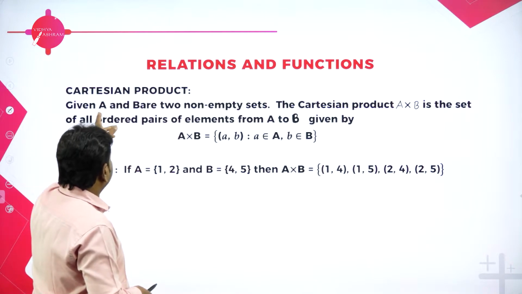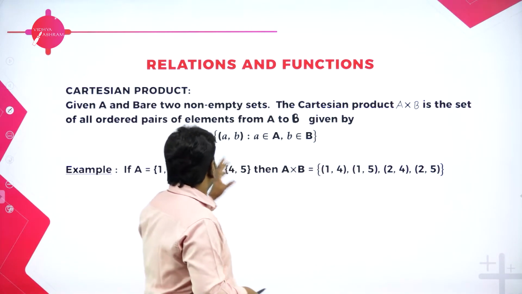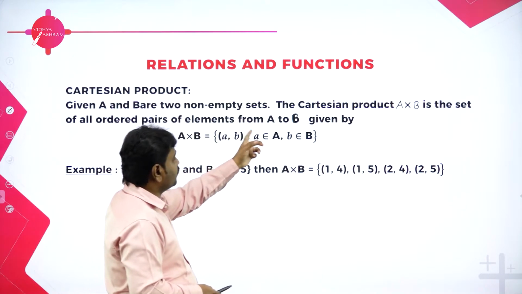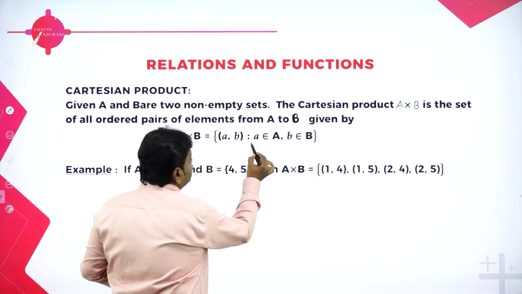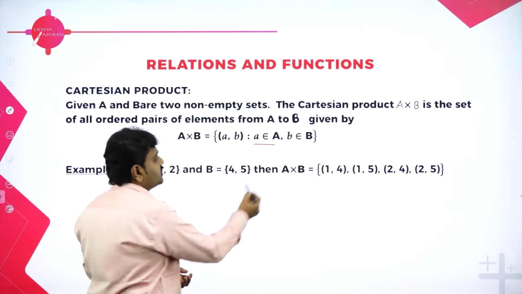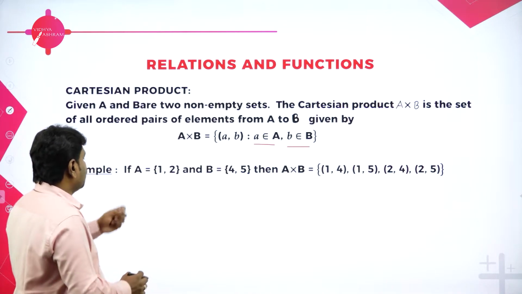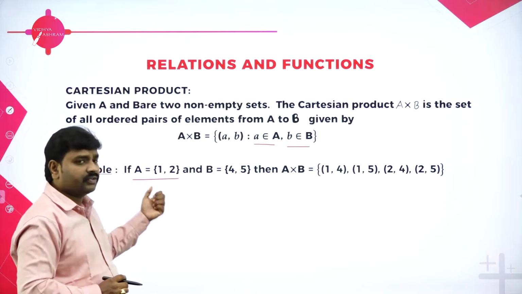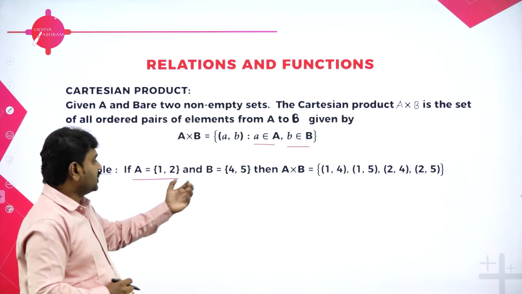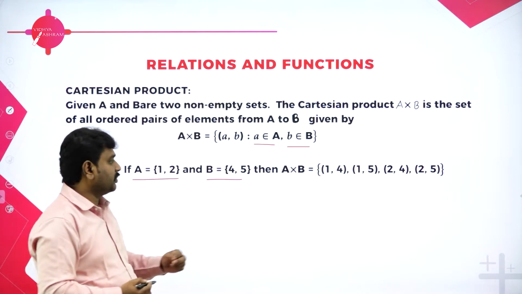Cartesian product. Given A and B are two non-empty sets, the Cartesian product A cross B is the set of ordered pairs of elements from A to B given by A cross B is equal to (a, b) such that the first element should belong to first set and second element should belong to what? Second set. A cross B. For example, if I take set A is {1, 2}. I have taken set A with two elements 1, 2 and say set B is {4, 5}. Set B is another set containing two elements.